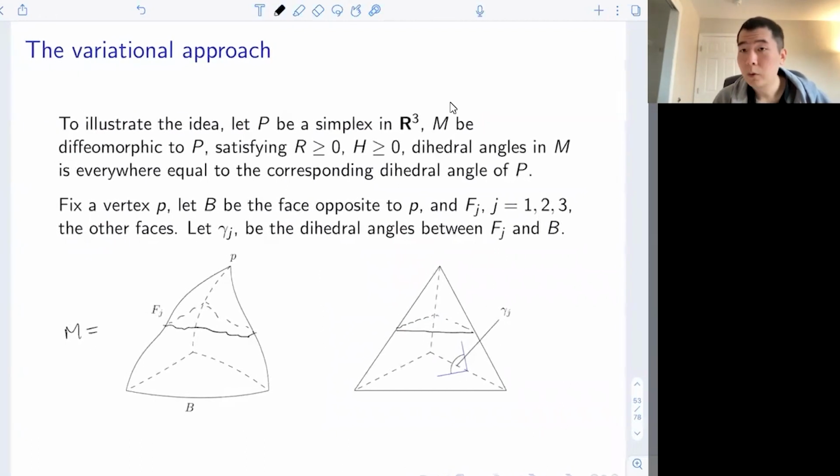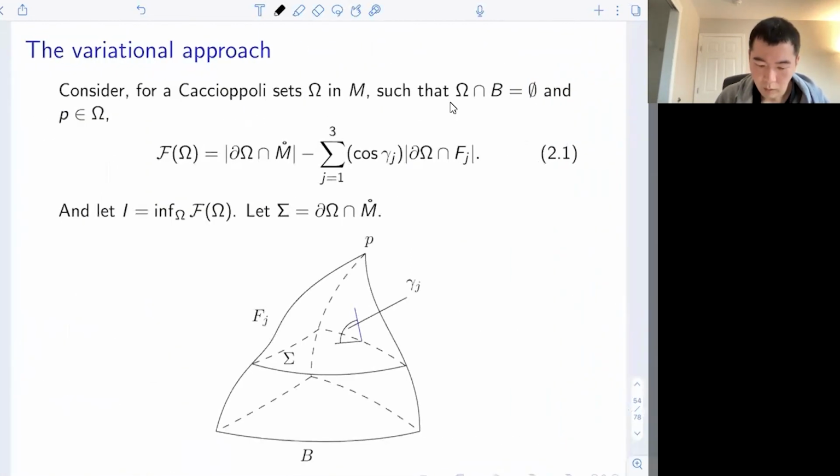Okay, so once you realize that you need to do this, then there's a natural variational approach to construct such a surface. Namely, you will want to look at a functional which is the area of the separating surface minus some factor, cosine gamma_j, times the area that the surface cuts along the boundary.